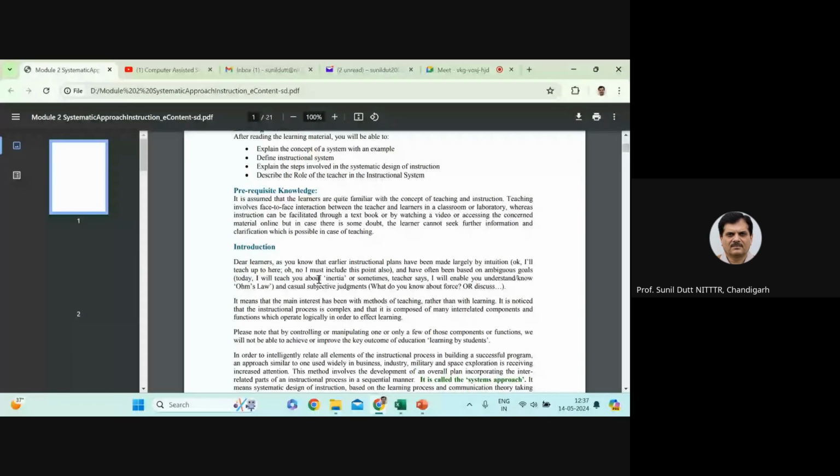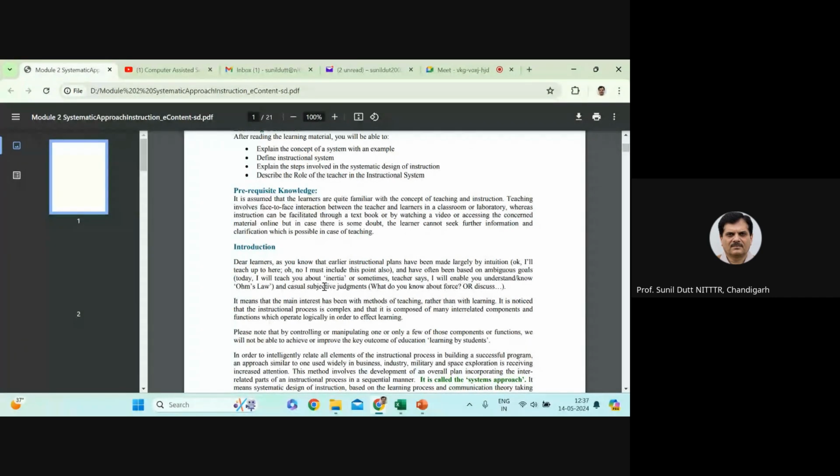देखिए कैसे लिखा है, dear learners, as you know, that earlier instruction plans have been made largely by intuition. Okay, I'll teach up to here. Oh no, I must include this point also, and have often been based on ambiguous goals.